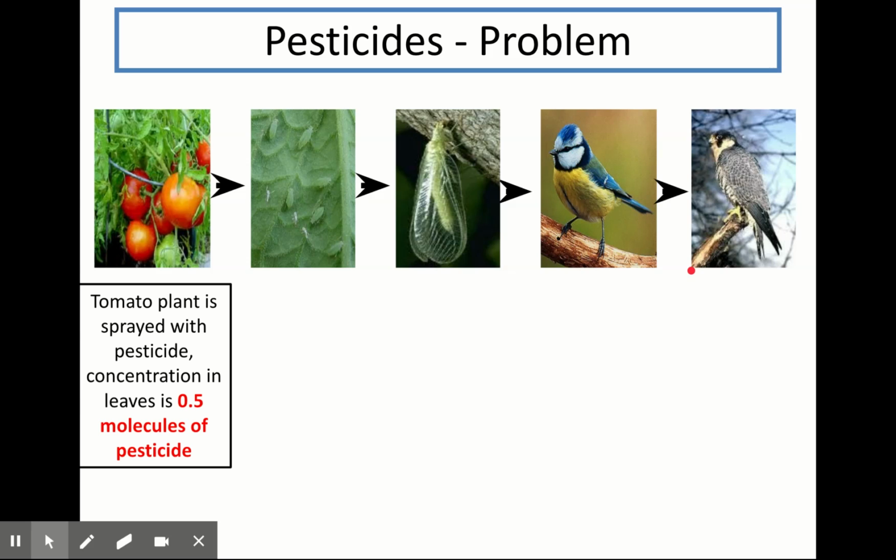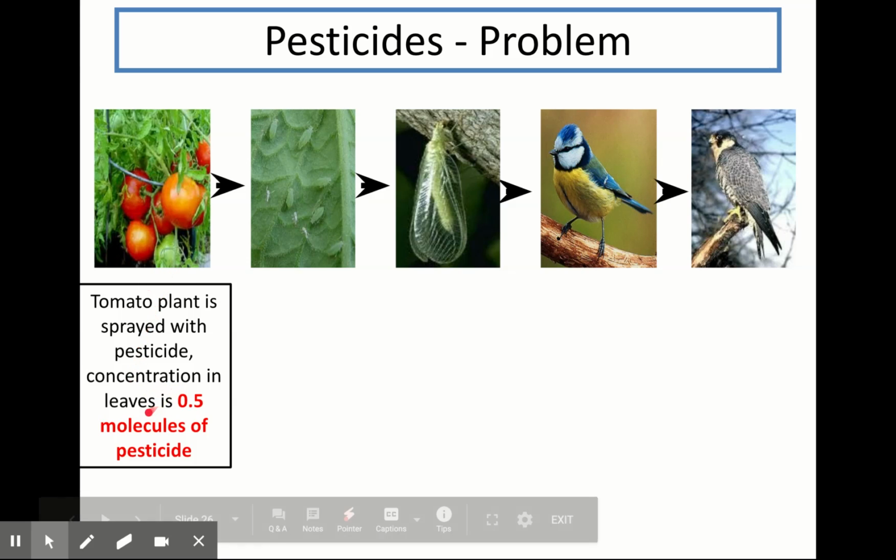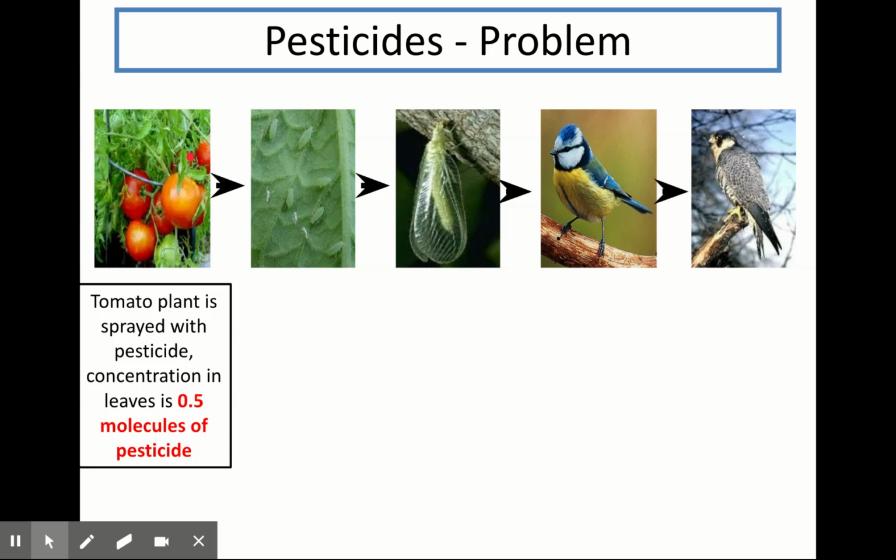So our producer in this food chain is a tomato plant, and the tomato plant has been sprayed by a pesticide to protect it from pests that may damage it and decrease the crop yield for the farmer. The concentration of the pesticide in the leaves is 0.5 molecules. Now let's imagine that an aphid comes along and eats 2 tomato leaves. It'll also absorb the pesticide, so 0.5 molecules of pesticide for each leaf it eats, so the single aphid will now have 1 molecule of pesticide.